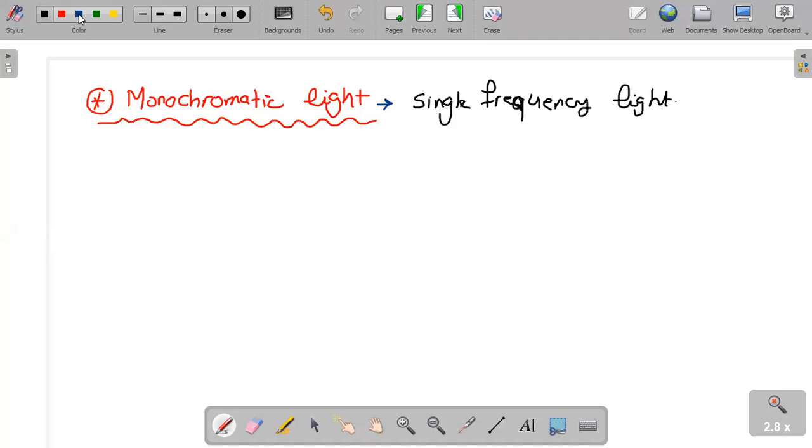The most famous example of monochromatic light is the laser. The laser is the most famous example of monochromatic light. Okay, now we finished this point.